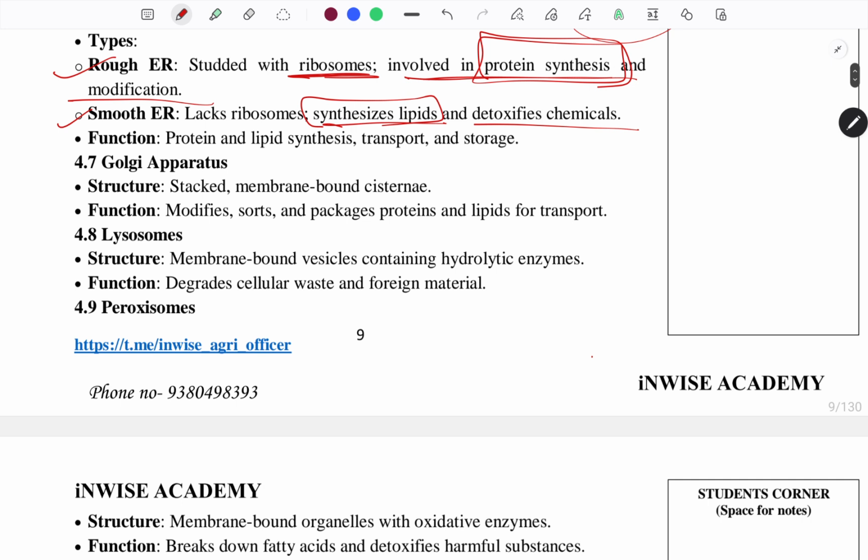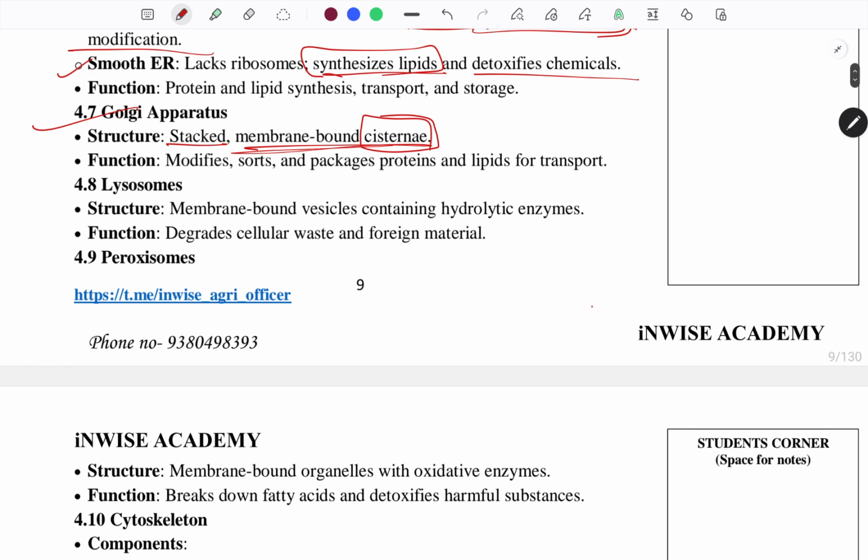The next organelle of the eukaryotic cell is the Golgi apparatus. It is a stacked structure and also a membrane bound organelle, with membrane bound cisternae, meaning there are foldings inside, so here also we call that portion cisternae. What is the function of the Golgi apparatus? Mainly it is involved in modification, sorting and packaging of proteins which are produced by the endoplasmic reticulum.